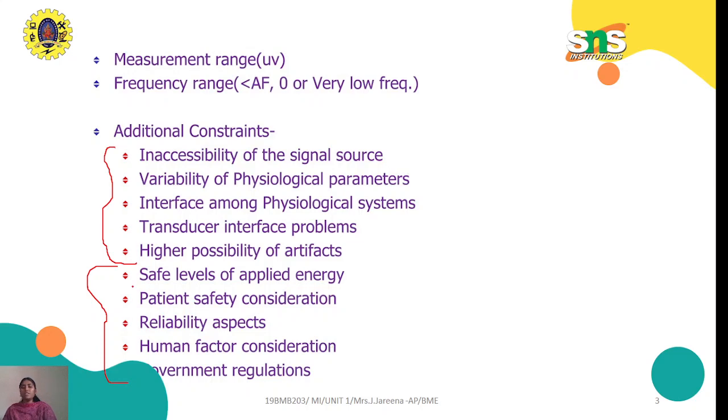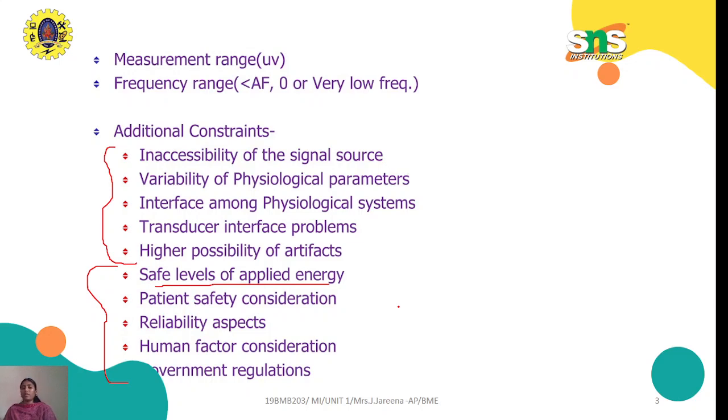The first general constraint in today's class is safe level of applied energy. What does it mean? There are certain medical devices in hospitals where it is necessary to apply some external energy to the body. As a result, we get some output to visualize, for example, internal organs, or to get valuable information on physiological signals. If you take ultrasound, you have to apply ultrasonic energy in order to visualize internal organs of the body.